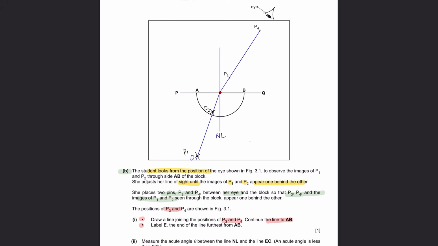Bullet point 2. Label E the end of line furthest from AB. So if I continue to extend the line, the point furthest from the line AB would be here. So we will label it as E.